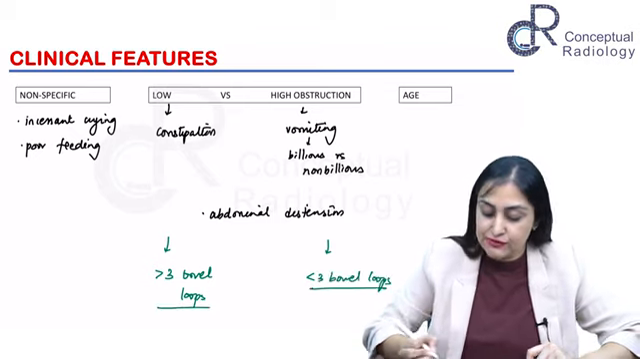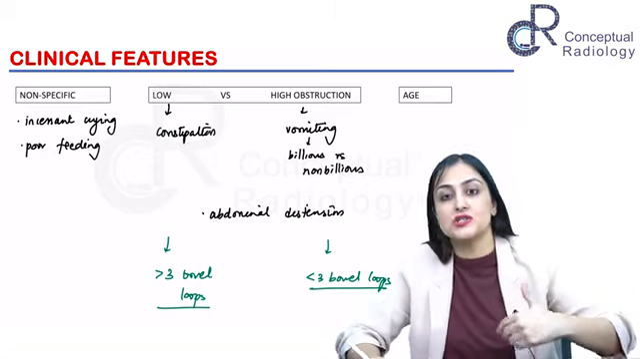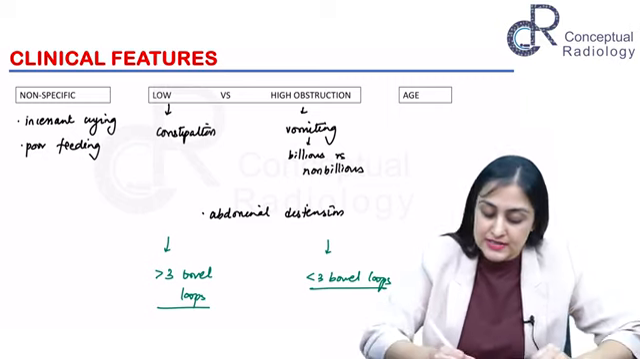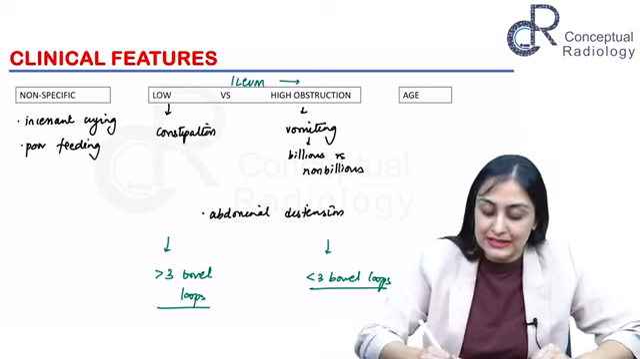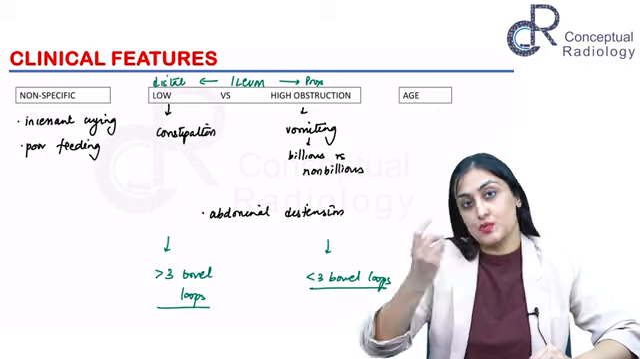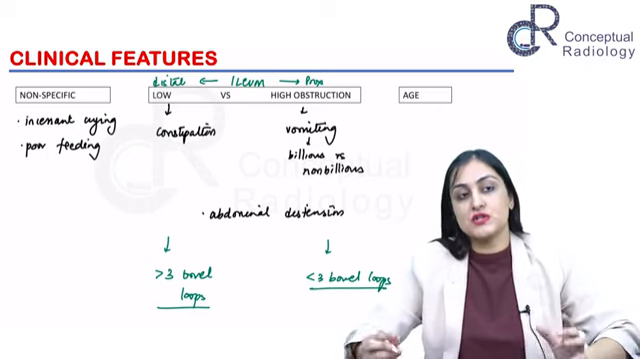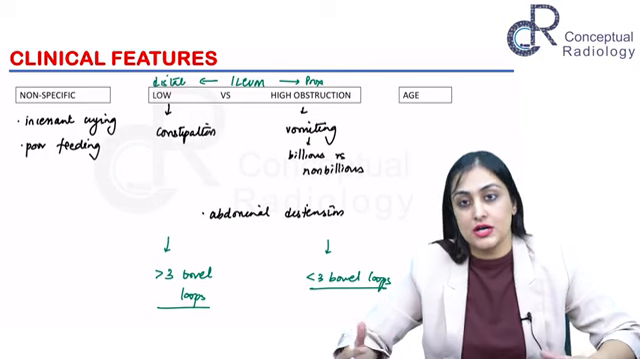And as per the definition, the cutoff point at which I'm saying that proximal to it is high and distal to it is low is considered to be the ileum, right? So anything proximal to the ileum is considered to be high obstruction. Anything distal to the ileum is considered to be a low obstruction, right? So this is how we are broadly going to categorize the pathologies that we're going to discuss.